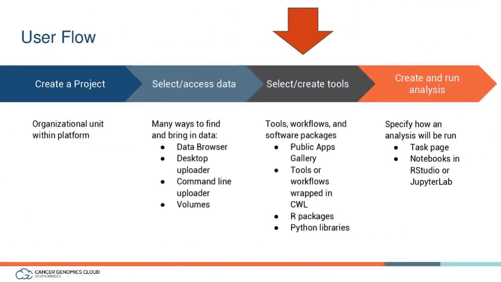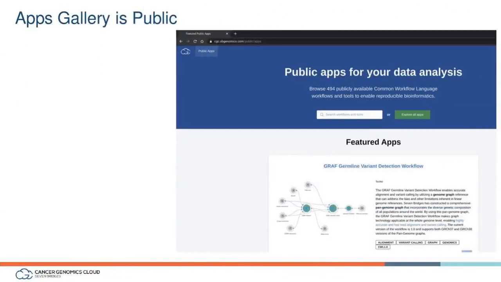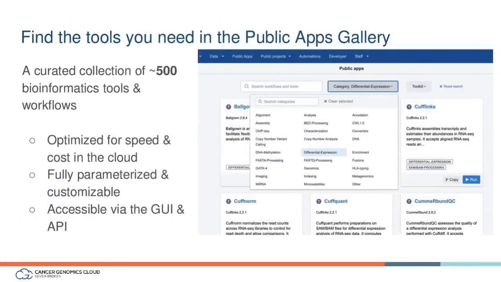So we talked about making a project and finding and linking your data. So let's talk about finding software to analyze your data. And there's a lot of options in this category as well. The easiest way to do things is to look in the public apps gallery. So if you go to cancergenomicscloud.org, if you look under resources, you actually will have the link to the public apps gallery, which is completely open, and you don't even need to log in to see the public apps gallery.